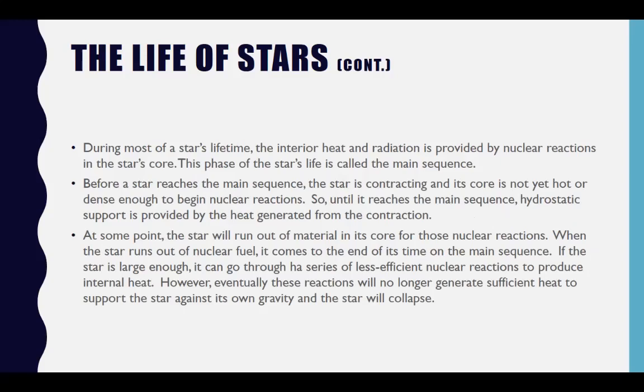For during most of the star's life, the interior heat and radiation provided by these nuclear reactions keeps the star in what we call the main sequence. Now, our sun is part of the main sequence. It's what they would consider a small main sequence yellow star. But before a star reaches the main sequence, the star is contracting and its core is not yet hot enough or dense enough to begin these nuclear reactions.